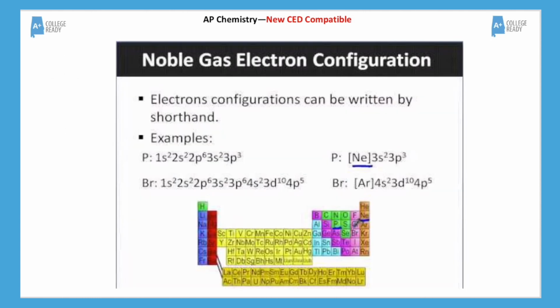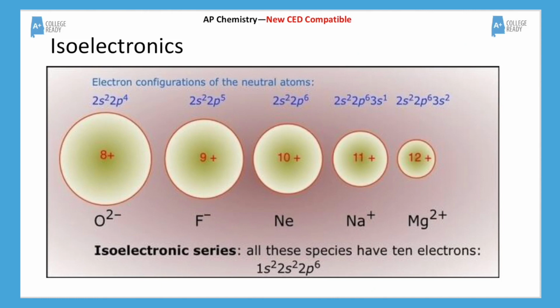Here are the examples of noble gas configuration. Notice what I've underlined is the electron configuration for neon, so you would just write neon in brackets and then what valence electrons are after that. For bromine, you would go all the way here, and that would be argon, and then you would continue with the other electron configurations.